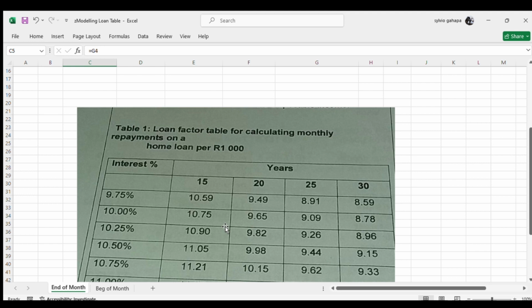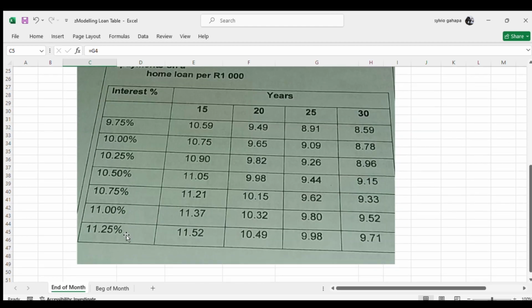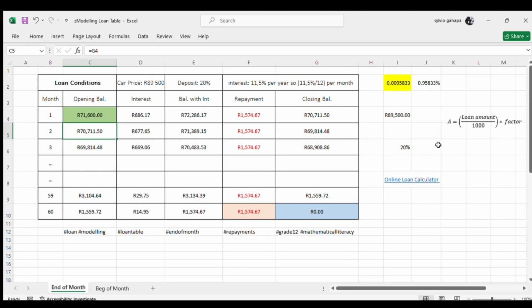What do you need to work out that factor? You need the interest rate. In our case here, the interest rate was 11.5% per year. The table doesn't have it here, but your table probably has 11.5%. So you have to take that and look at the period. For example, if it's 15 years and 11.25, your factor will be 11.52. So that's how your repayment is calculated, but you are lucky enough because it's often given to you in your table.